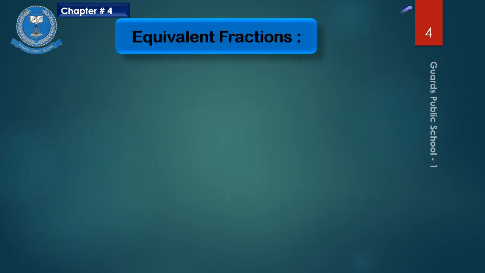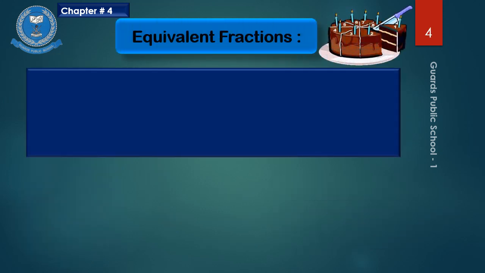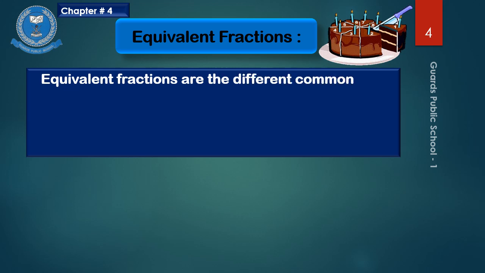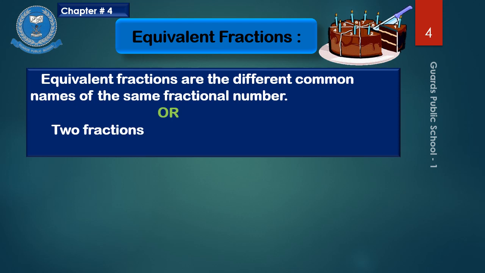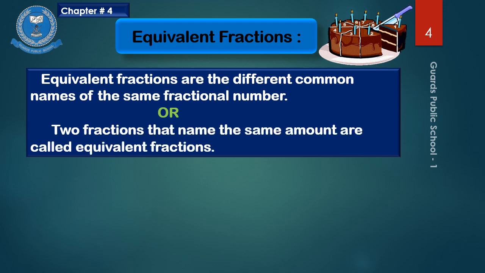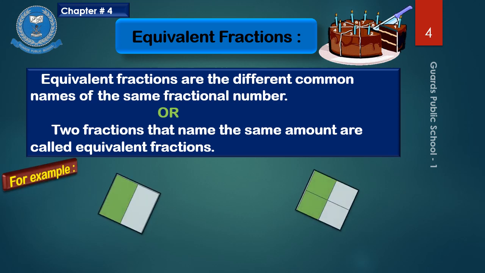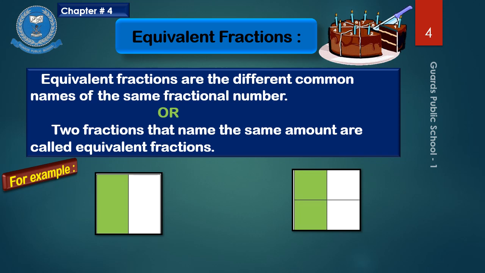Now let's learn about equivalent fractions. Equivalent fractions are the different common names of the same fractional number, or two fractions that name the same amount are called equivalent fractions. For example, look at these squares. Both are of the same size, but each square has been divided into a different number of parts. The fractions for the colored part of each square are as follows.